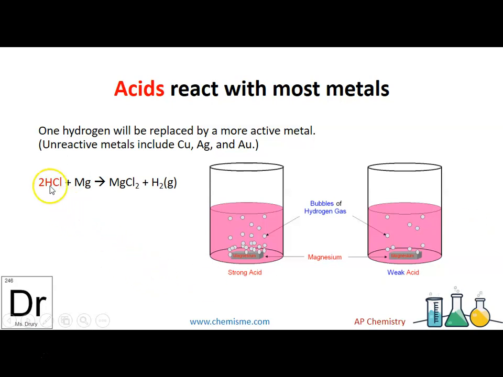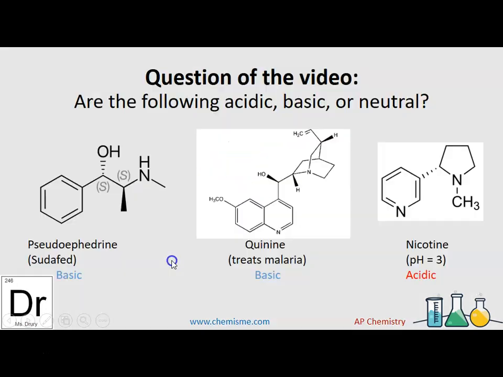So here's what the reaction looks like. The two HCl's reacting with magnesium. Notice the magnesium switches with the hydrogen, becomes MgCl2. Hydrogens are never alone, they're diatomic, and therefore we put a 2 in front of HCl to balance it. This also could happen with zinc, and you can see how the reactions are really similar. You will not see this happening with copper, silver, and gold.